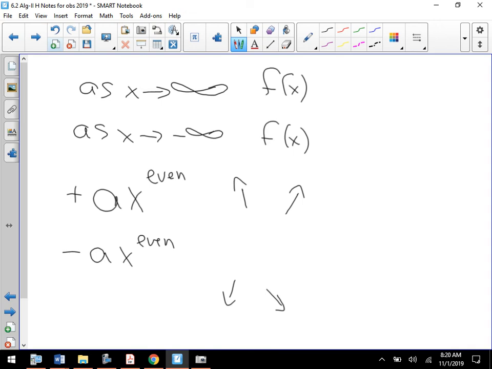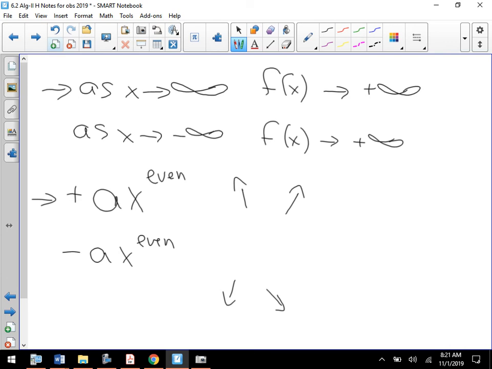The reason why I wanted to show this is that textbooks write it very long-winded. What happens is, as x approaches infinity, f of x, as x gets larger and larger and larger, what is f of x getting? Larger and larger and larger. It's also approaching positive infinity. As x gets smaller and smaller, what is it doing when a is positive and the exponent is even? It's also getting larger and larger because it's up. I've always thought of it as easier to see by showing the tails.